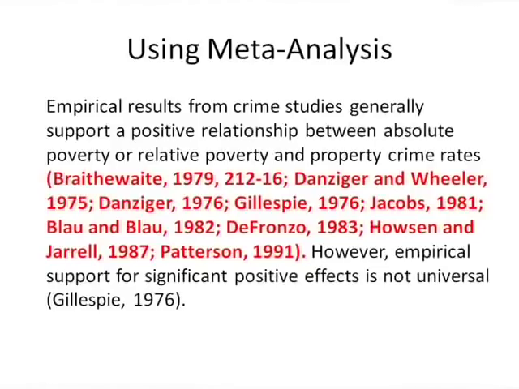Here's the statement. Empirical results from crime studies generally support a positive relationship between absolute poverty or relative poverty and property crime rates. What this author has done is that all of the sources cited have empirical studies, and the conclusion is that there is a positive relationship between absolute poverty and property crime rates. So when you ask how much literature you should have, if all of these people have done the same or similar studies and drawn the same conclusion, this is how you cite it.